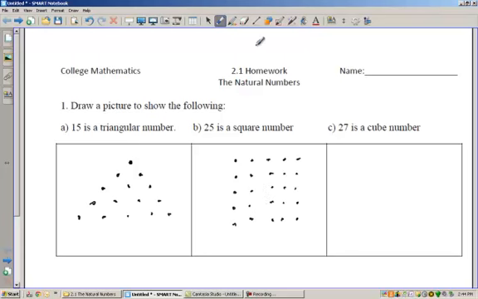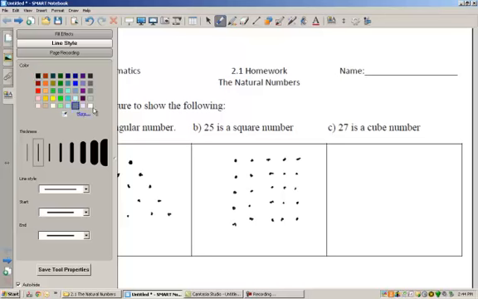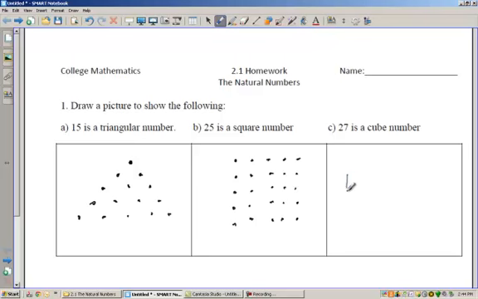And then finally, we want to do 27 as a cube number. Now this one's a lot harder to do because it's 3-dimensional. The first thing I might do is construct my cube. I should say a cube, right? It's 3-dimensional, so I'll make my little cube, not a square. A square is 2-dimensional, a cube is 3-dimensional. And I'll draw little dotted lines to indicate it goes in the back.